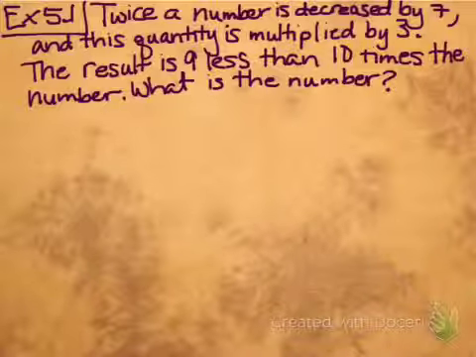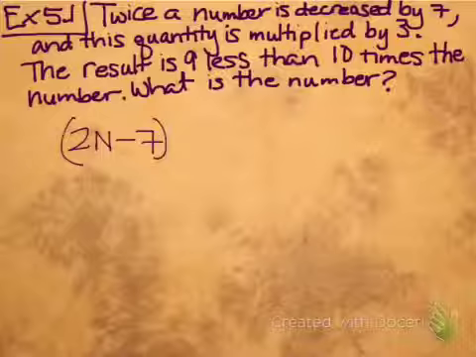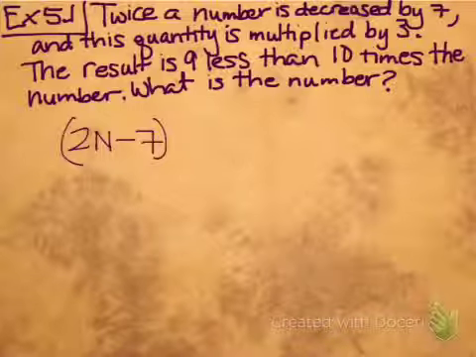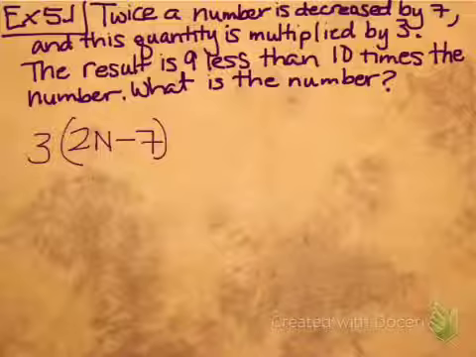Twice a number is decreased by 7, and this quantity is multiplied by 3. The result is 9 less than 10 times the number. What is the number? So the first thing that I see is twice a number is decreased by 7. That's 2n minus 7, and this quantity is multiplied by 3. So we're going to multiply that whole thing by 3.